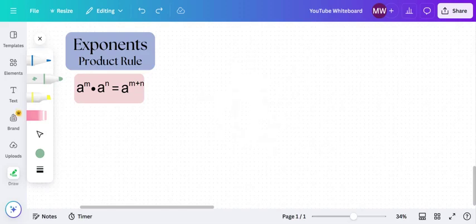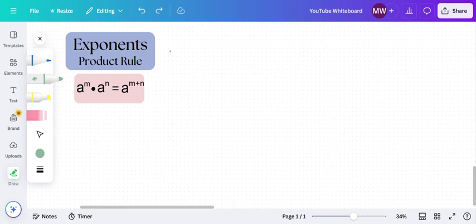In this video, we're going to continue to talk about exponents, and we're going to focus on the product rule of exponents. So the product rule is written here for us. A to the m times a to the n equals a to the m plus n. Now that seems a lot scarier and more confusing than it really is.